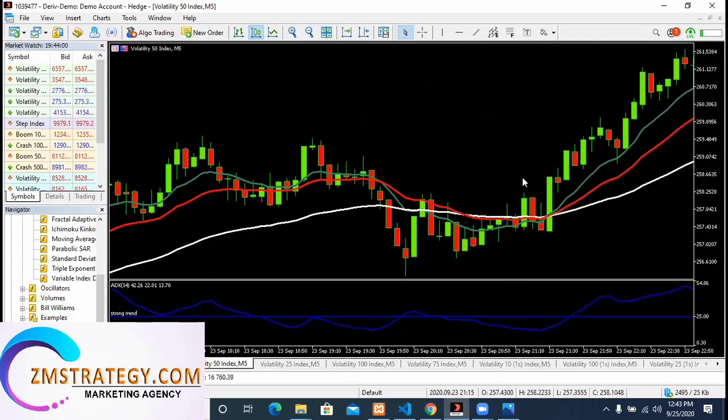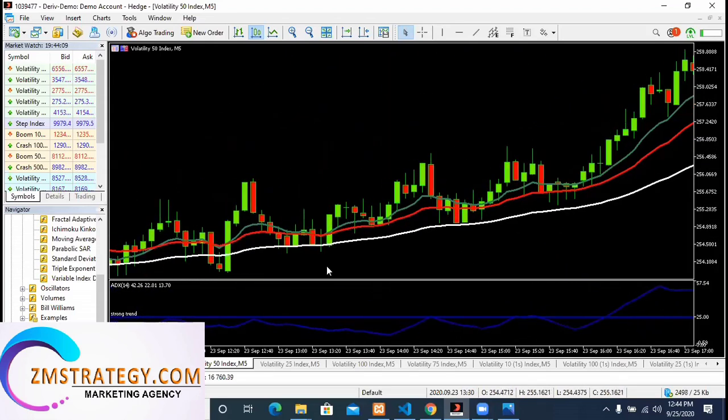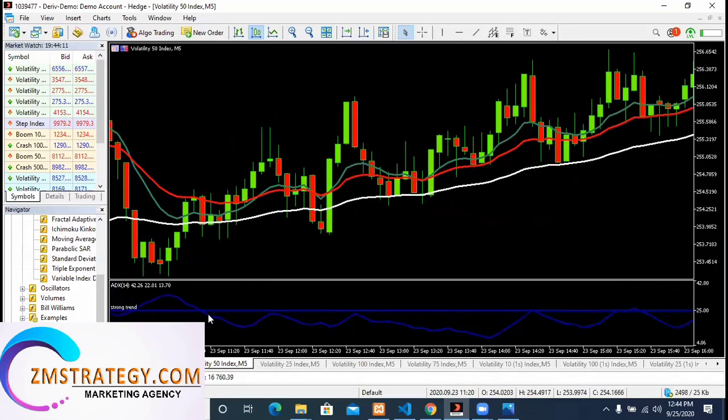You can see the market is consolidating at this particular time, because the ADX is below the 25 line. So at this particular time, the market is consolidating. Let's see another example of a consolidating market. You can see here the ADX is also below the 25 line, and the market is consolidating.